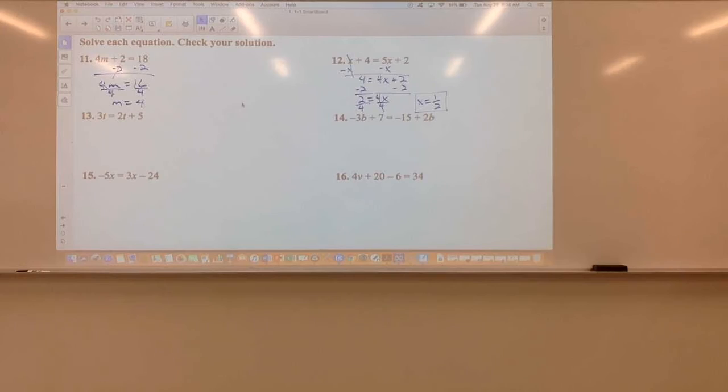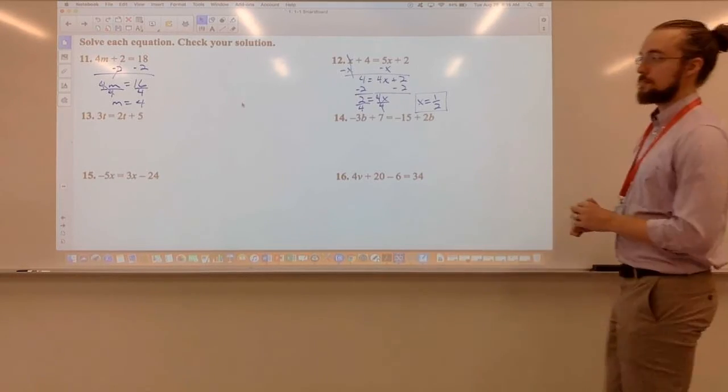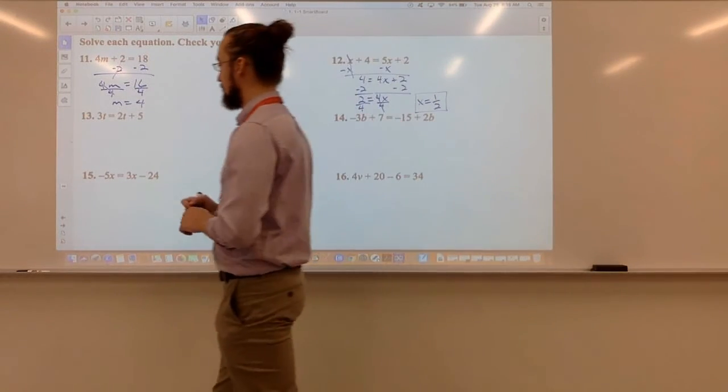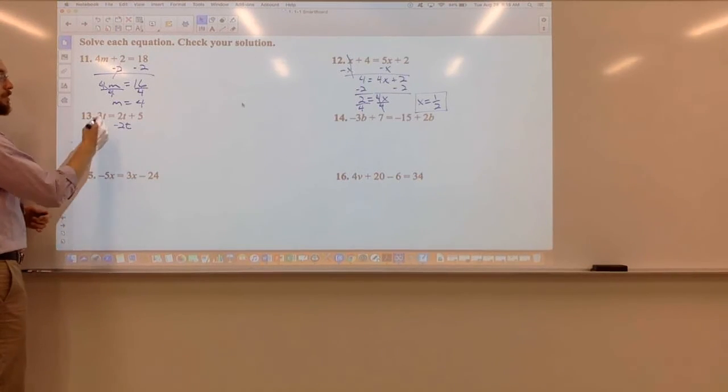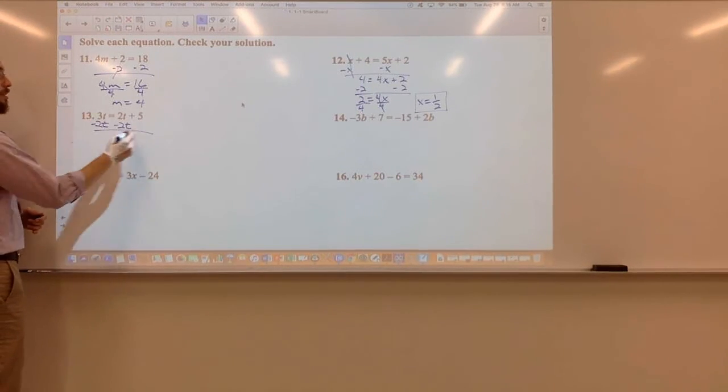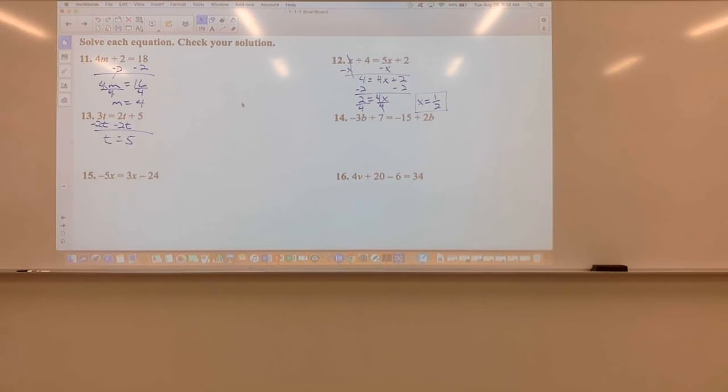I should just minus 2t from there, bring it over 3t, and that makes it t, and t is equal to 5. Ka-chow. This one's only one step. It looks more complicated, but this one actually only ends up being one step.